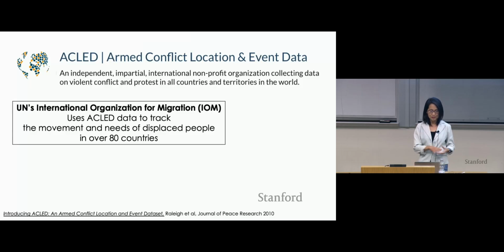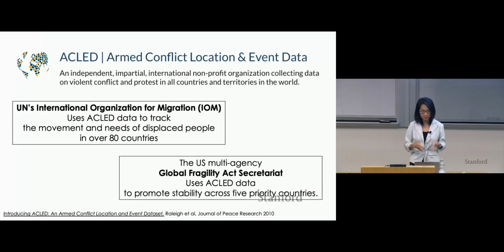So for example, the UN's International Organization for Migration uses ACLED to track the movement and needs of displaced people in over 80 countries. Another example is that the U.S. Multi-Agency Global Fragility Act Secretariat uses ACLED data to promote stability across 5 priority countries. Okay, so somebody has to do this research. And this is an organization that keeps track of very important topics around the world, so different organizations don't have to do their own research.